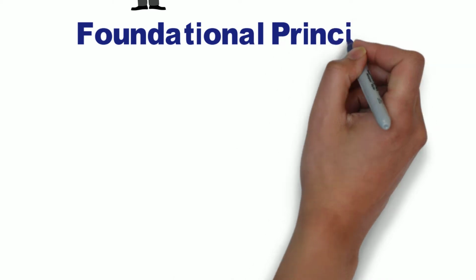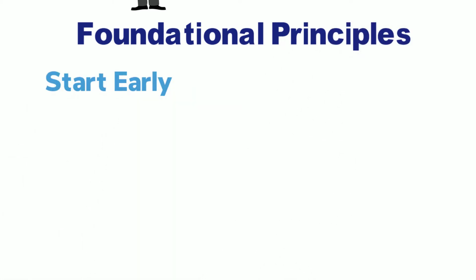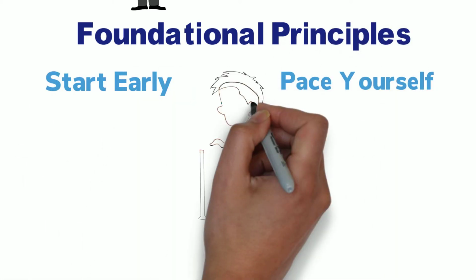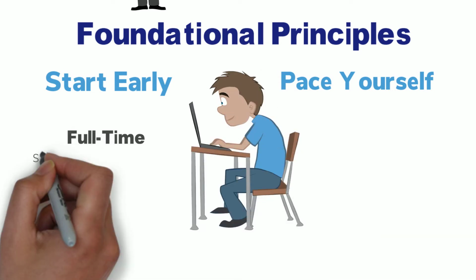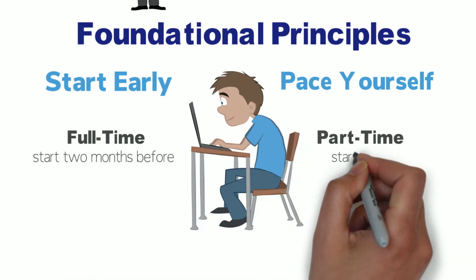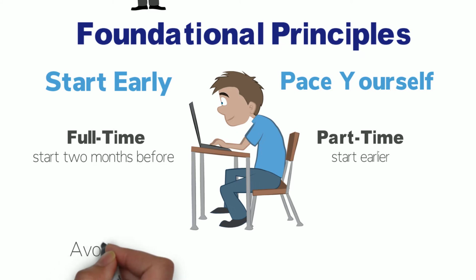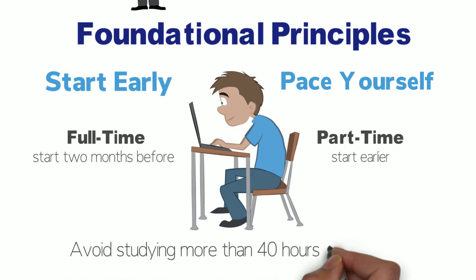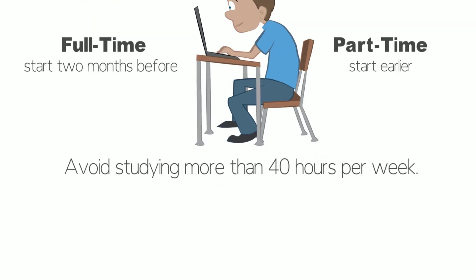Okay, 2 foundational principles before we dive into the nitty-gritty. Start early and pace yourself. If you're studying full-time or close to it, you should start about 2 months before the exam. If part-time, you'll obviously need to start a little earlier. Regardless, take regular breaks and avoid studying more than 40 hours a week. You may have heard of the law of diminishing returns. Well, it applies in studying as much as it does in economics. Be diligent, but not manic.